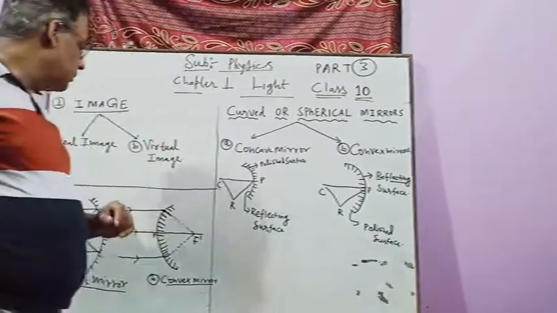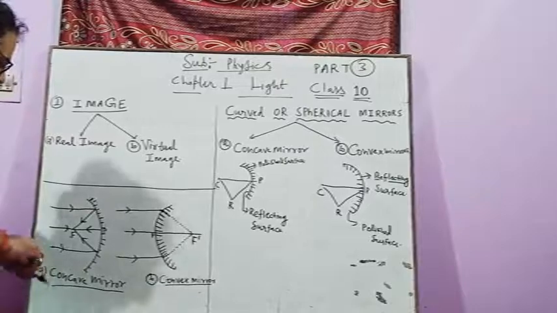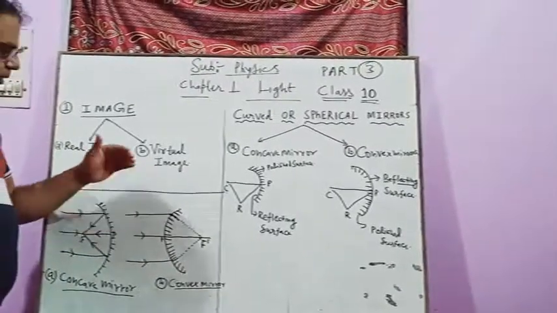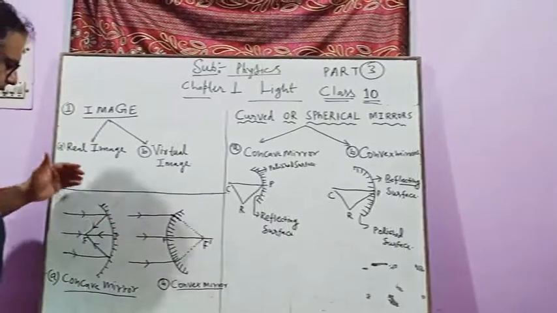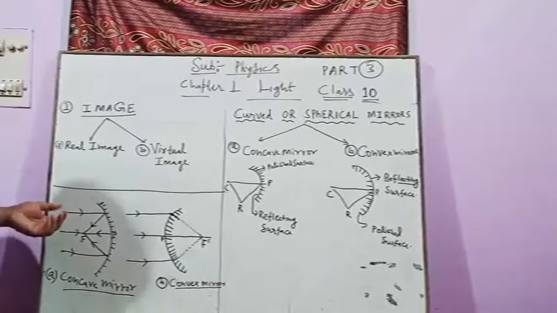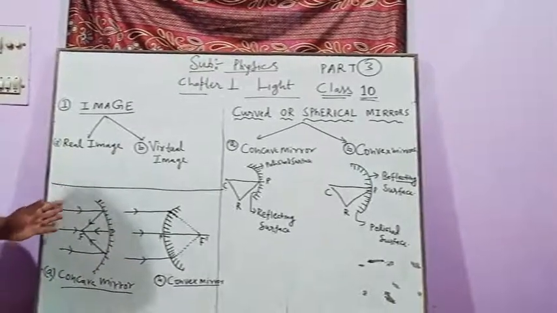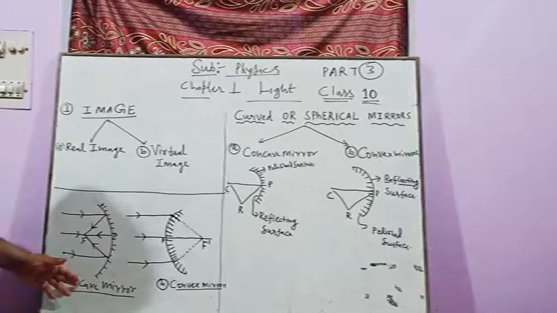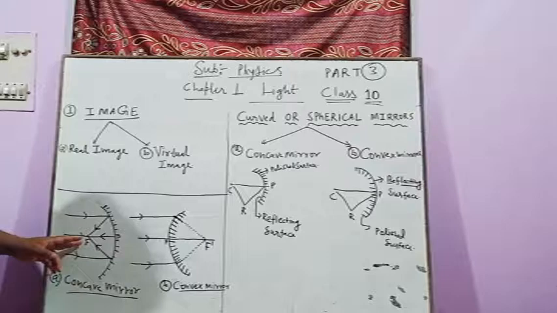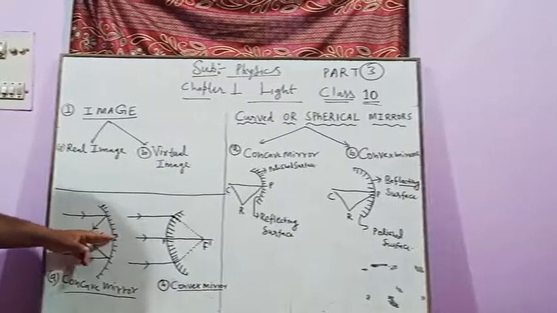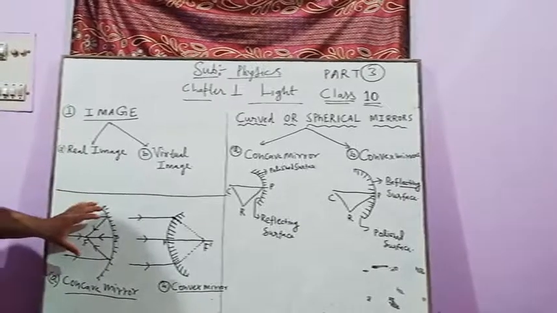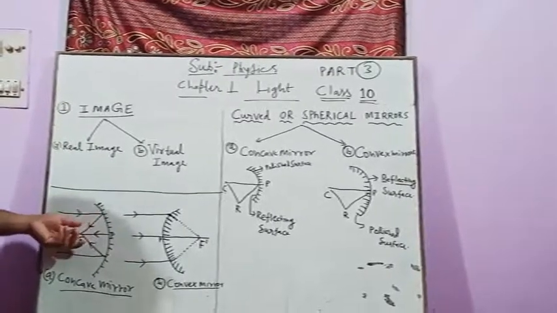Now I am discussing converging and diverging. This is the converging part and this is the divergent. Convergence takes place in the concave mirror, when all the parallel rays of light are reflected by the surface and meet at one point. That point is known as the focus, and the distance between the focus and the optical center P is known as the focal length. So this is known as converging. All the rays meet at one point.